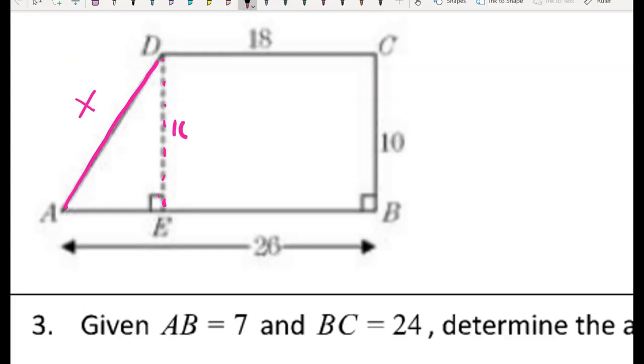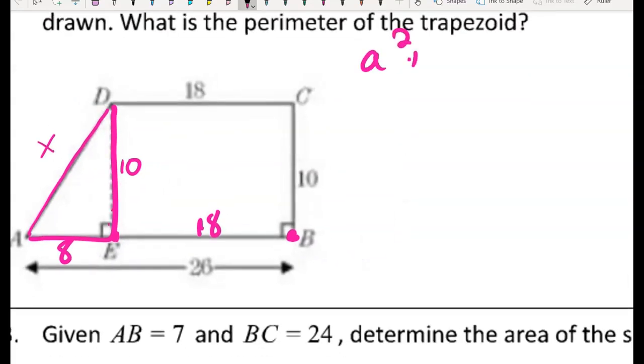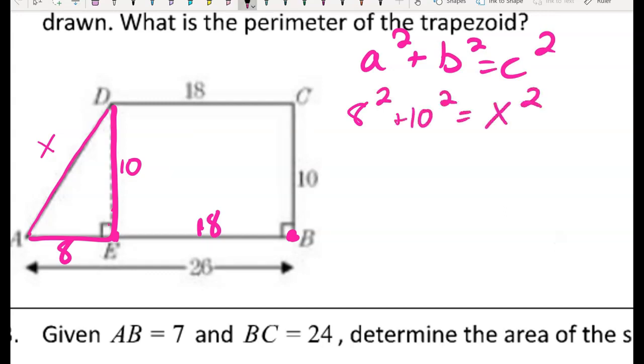I know that vertical piece is going to be 10 because the opposite side is 10 there. And I know from E to B is 18 units. And if the whole base on the bottom is 26, that must mean AE is 8. The reason that helps me is because this is a right triangle where I'm missing one side. So I could just use the Pythagorean theorem to solve for my missing side there. So one of my legs squared plus my other leg squared is equal to my hypotenuse squared. 164 equals my hypotenuse squared.